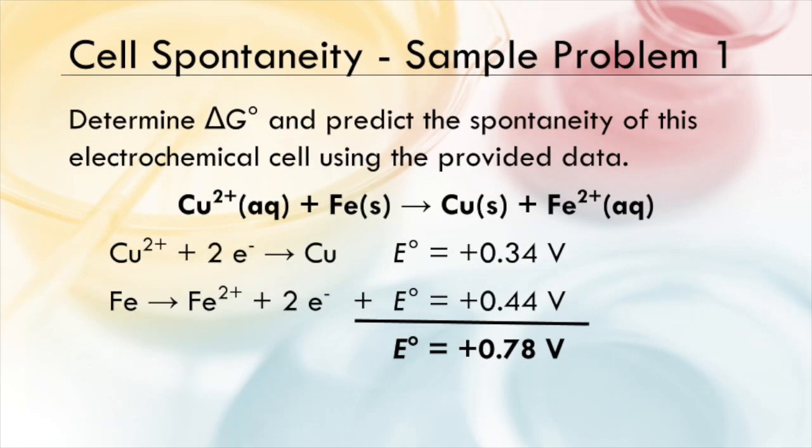Our overall cell potential is positive 0.78 volts. That means we've got a galvanic cell on our hands. Hopefully, not literally on our hands, because then we'd need to go wash them. Anyways, now that we've got the cell potential, we can quantitatively determine the standard free energy change.